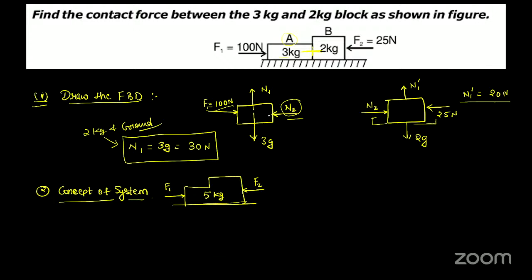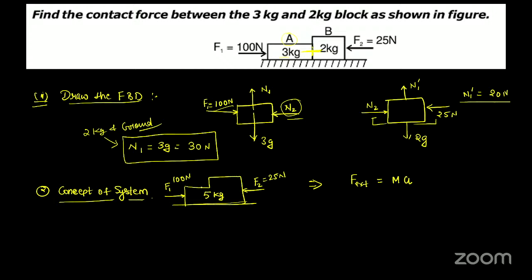Now we clearly see that here we have applied a 100 Newton force, and here we have only applied the 25 Newton force, which means the forces are unbalanced. So these external forces are unbalanced in nature. Okay, so there must be an external force, F external, that should be equal to mass times acceleration of the system. The system will move together.